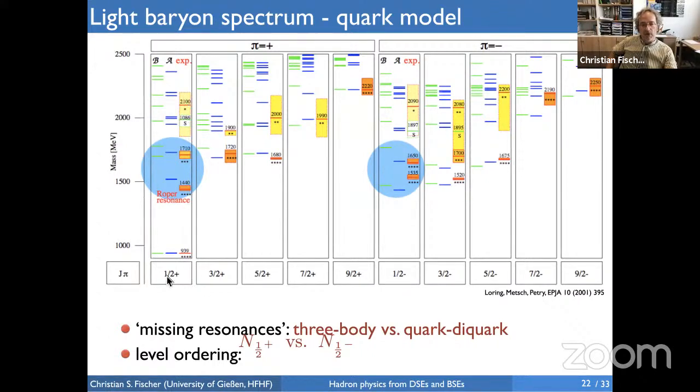excitation, and so on, in the 1/2 plus, 3/2 plus, 5/2 plus, 7/2 plus channels, 9/2 plus even, and in the corresponding negative parity channels, 1/2 minus, 3/2 minus, 5/2 minus, and so on. And these are compared with the results of a quark model calculation with 2 different parameter sets, B and A. Let's forget about B, let's just focus on A.